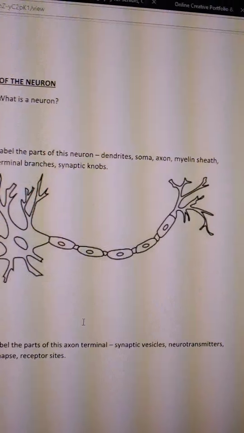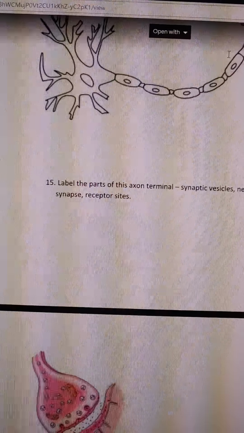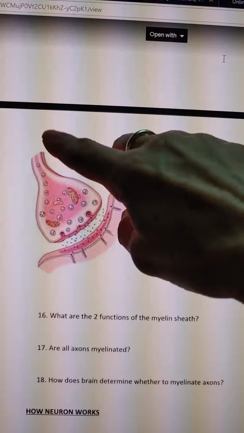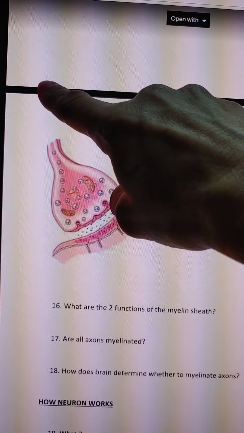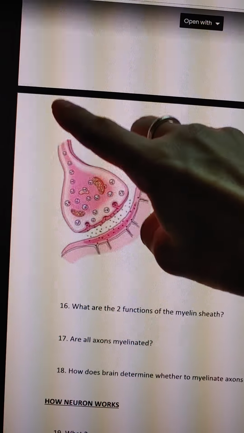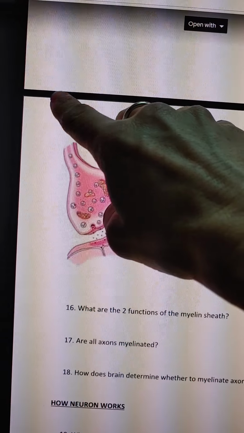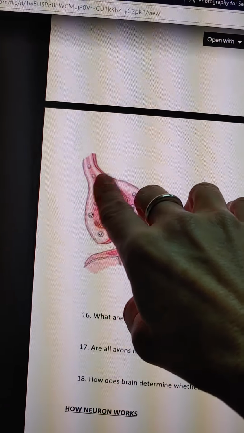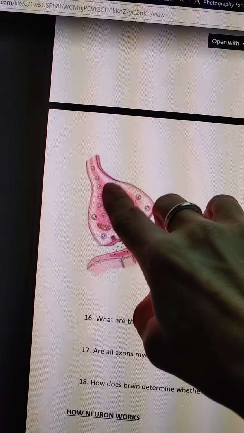The message changes. So let's go down to our terminal button. This is one of the hardest things the whole semester. So this is the terminal branch coming down at the end of the one neuron, and it's got the pump shutting down and kicking back on, shutting down, kicking back on, shutting down, kicking back on, all the way till it gets down here. When it gets down here, it stops.